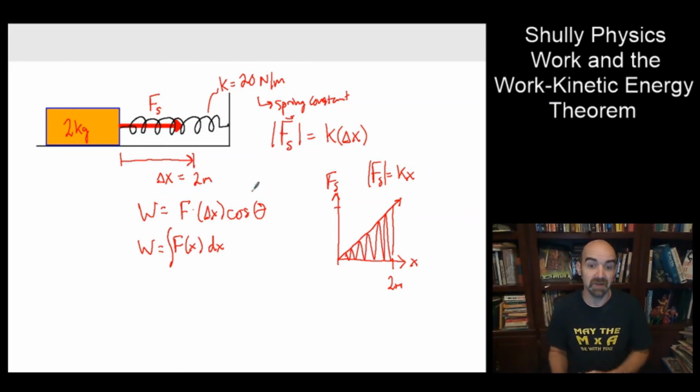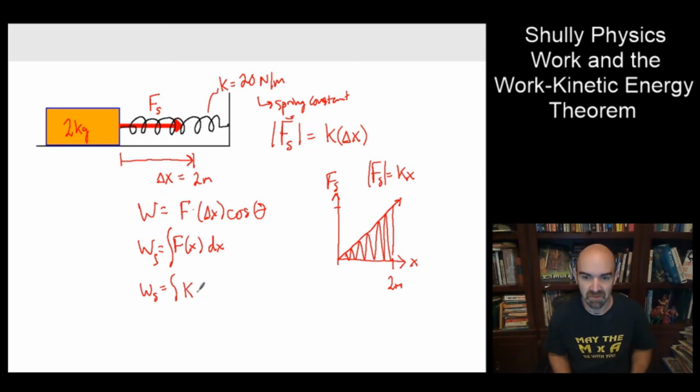It's the area under there. To find the work done by a spring, that'll be Ws. There's an integral, and instead of f of x, we're going to plug in kx, because that's the value that's going to be changing. K is a constant, x is what's changing, dx. That denotes x is going to be what's changing. We're going to take that from 0 to a position of 2 meters, 0 to 2.